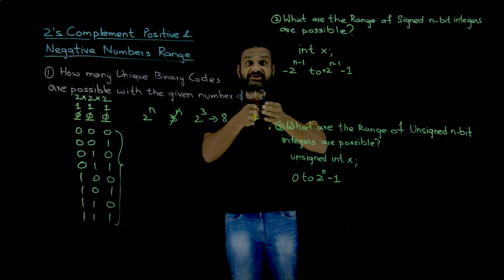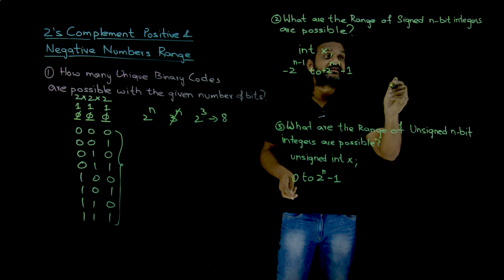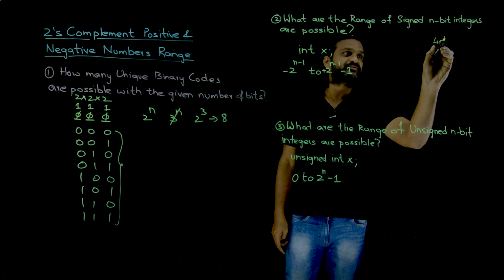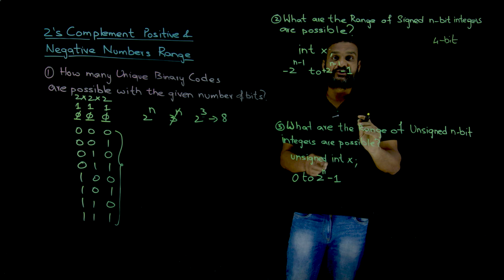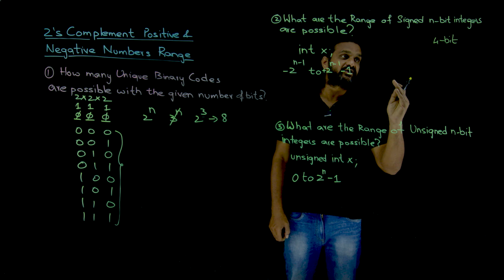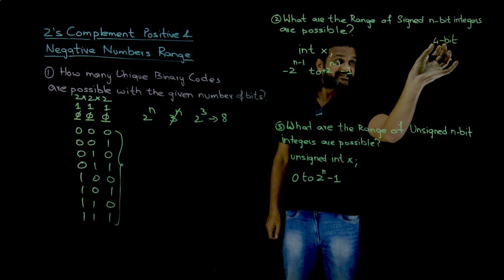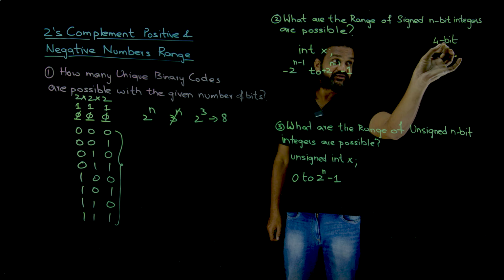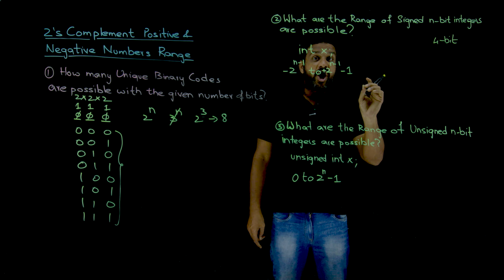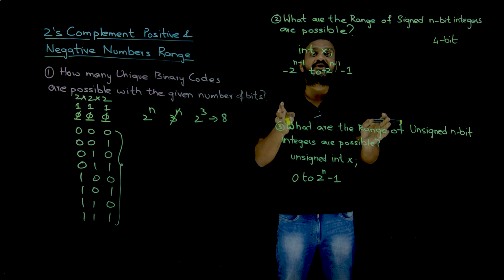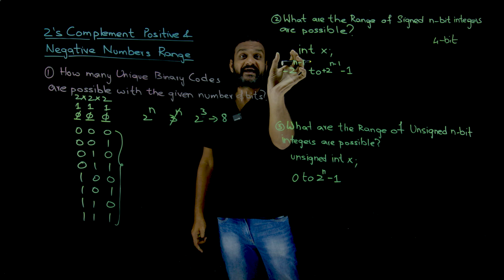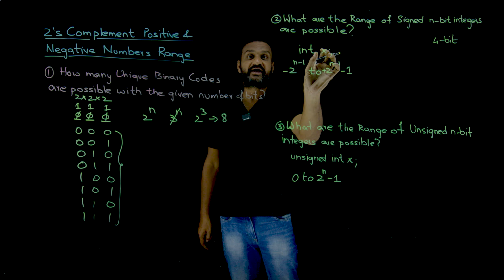Now let's assume the number of bits. Let's assume that our computer is a 4-bit computer, though no 4-bit computers exist or were even created. For understanding, we have taken this as 4 bits. How many numbers are possible for this variable x with these 4 bits? And it is a signed variable.